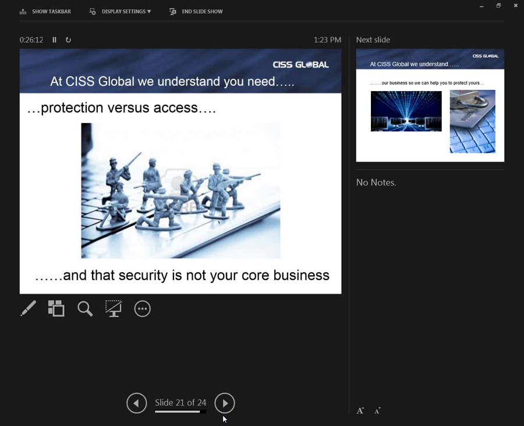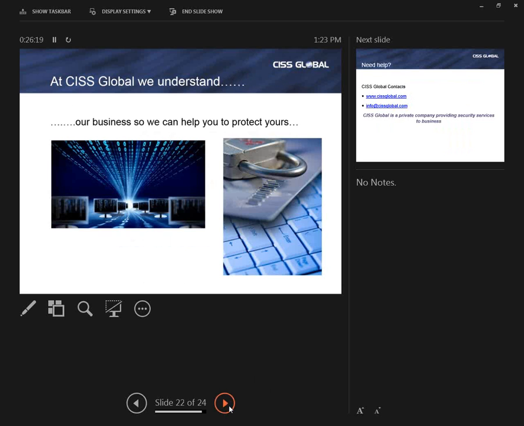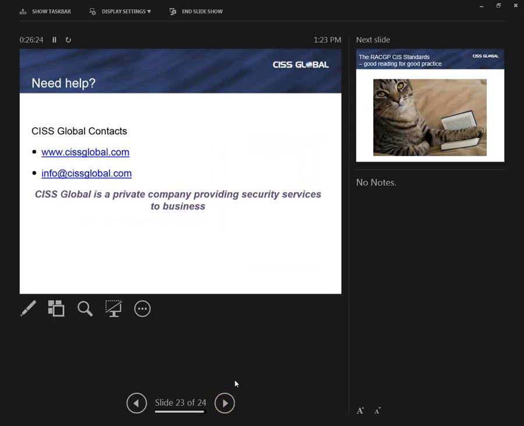So protection versus access, and that security is not your core business. You have resources and support that practices have around that from their IT. You can ask for additional resources if you need them.